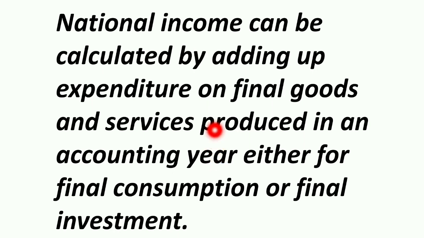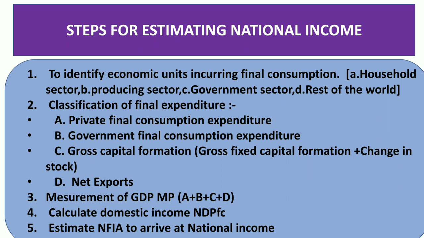And always remember that final goods and services are either for final consumption or for final investment. So when we include the expenditure on final goods and services that are produced in an accounting year by residents in any part of the world, then we arrive at national income through the expenditure method. In order to estimate national income from the expenditure method, we first need to reach GDP at market price.